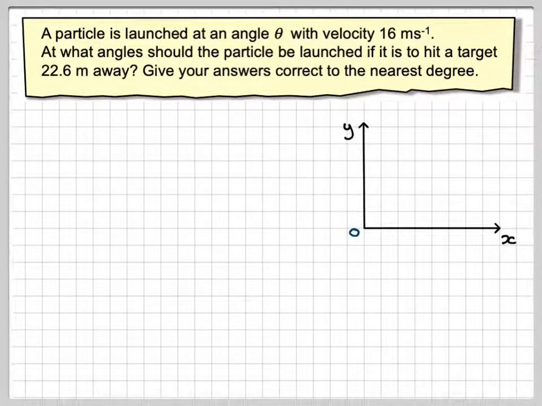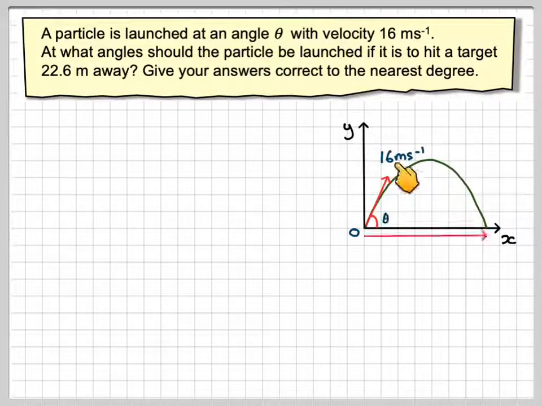Okay, if we draw a little sketch of the situation, we're going to launch a projectile with an initial velocity of 16 meters per second, and we're going to require the range to be 22.6 meters.